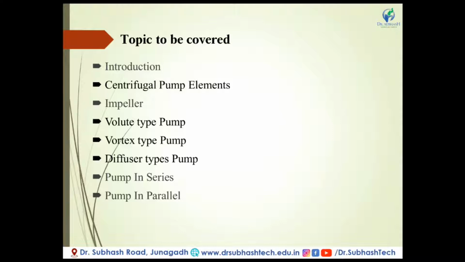In the centrifugal pump, three types of pump are available: volute type pump, vortex type pump, and diffuser type pump. In this video, we have to cover the introduction part of the centrifugal pump, centrifugal pump elements, and the various parts used in a centrifugal pump: impeller, volute pump, vortex pump, and diffuser. These are the three types of centrifugal pump. Then after, pumps in series and pumps in parallel.